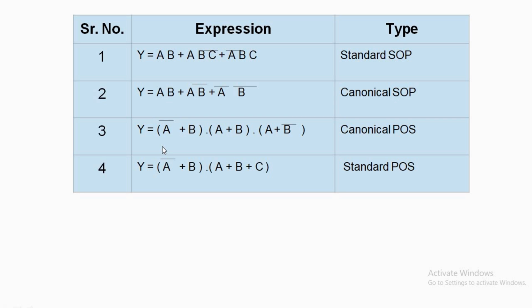The third example is of canonical POS. So once again here are 2 variables and each term contains both variables A and B. And in the next example, standard POS form, here 3 variables are there, A, B, C, but the first term contains only 2 variables and the second term contains 3 variables. That means there is a variation in the variables of each term.